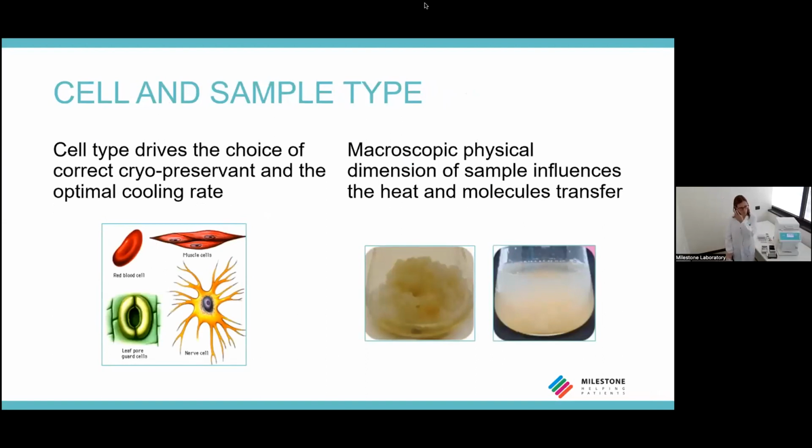Also, the type of the sample influences the freezing. In fact, the dimension of the sample affects the heat and molecule transfer. It's easy to imagine that it's different to freeze a bulk system like a tissue with respect to a cell suspension.